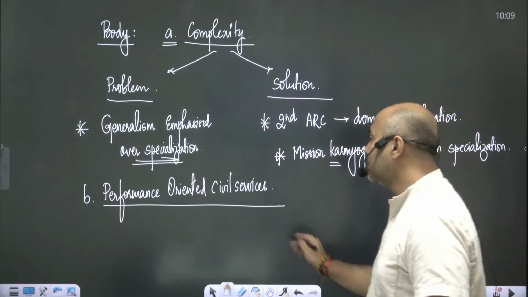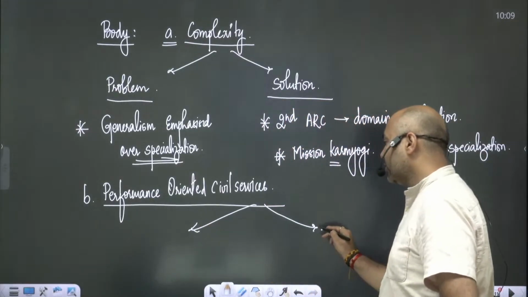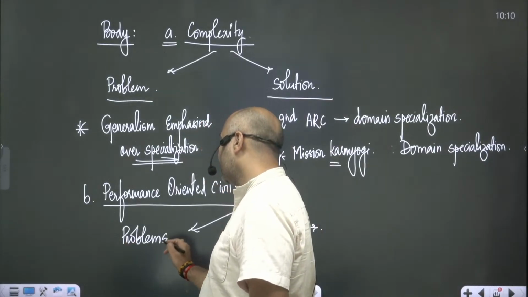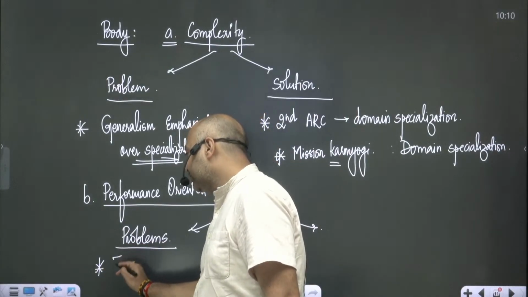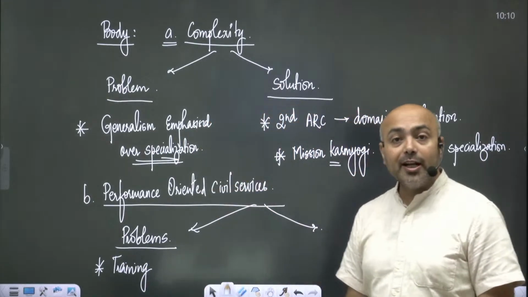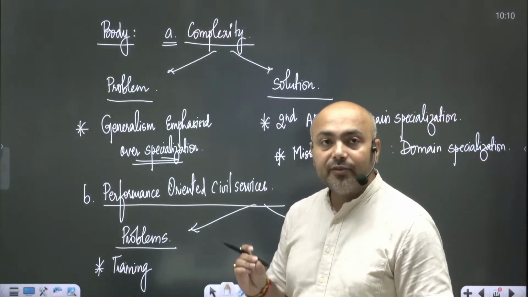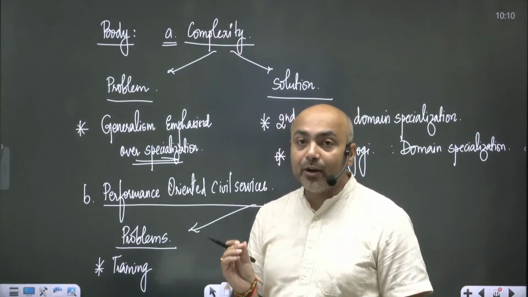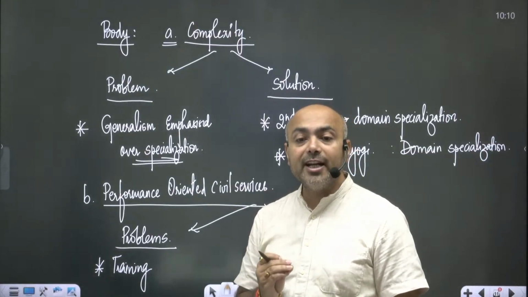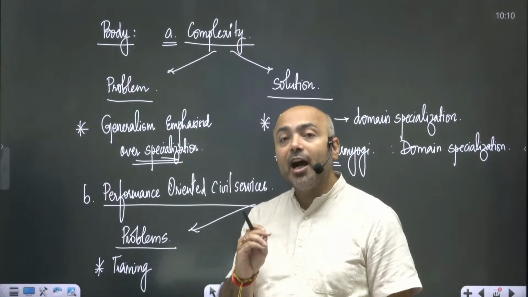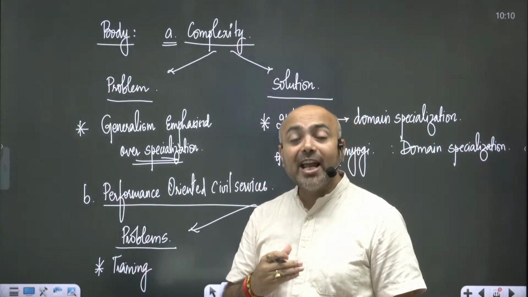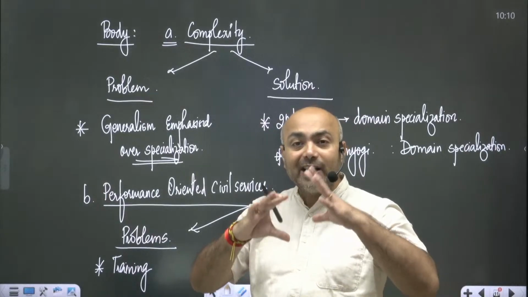What is the problem here? The problem is, first of all, we have to emphasize on training. And what is the problem that we observe related to training? The problem is either there is a lack of it, or the objectives of training are not necessarily to bring about better and more efficient administration. It's more of a general training program.